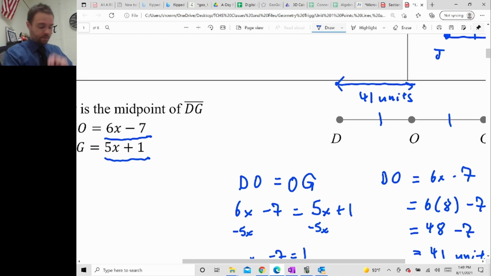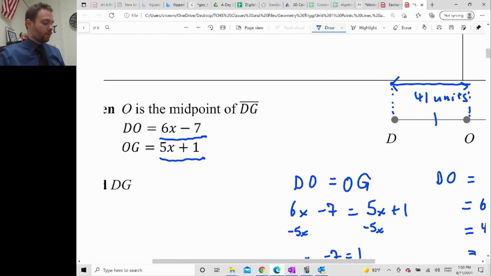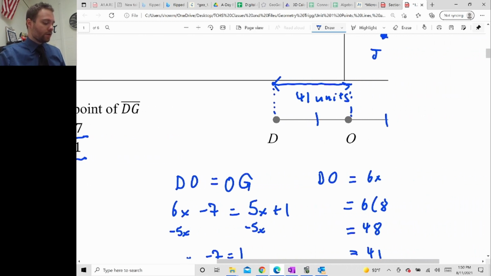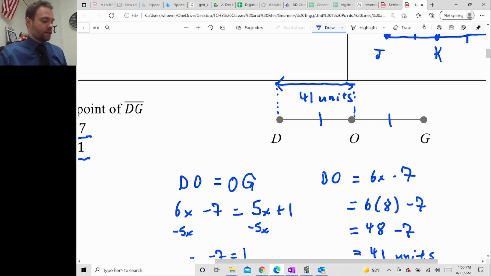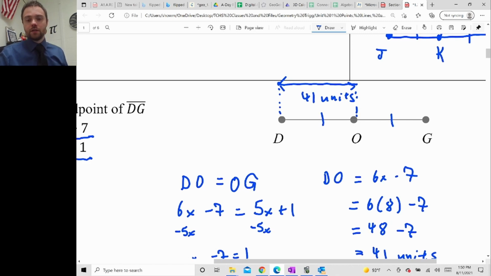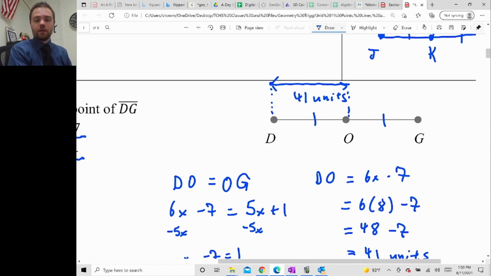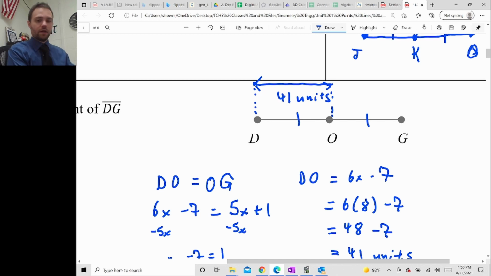What they want to know is the length of DG. They want to know the entire length. But since we know that O is the midpoint of DG, and we know that DO is 41 units, we also know that OG is 41 units.